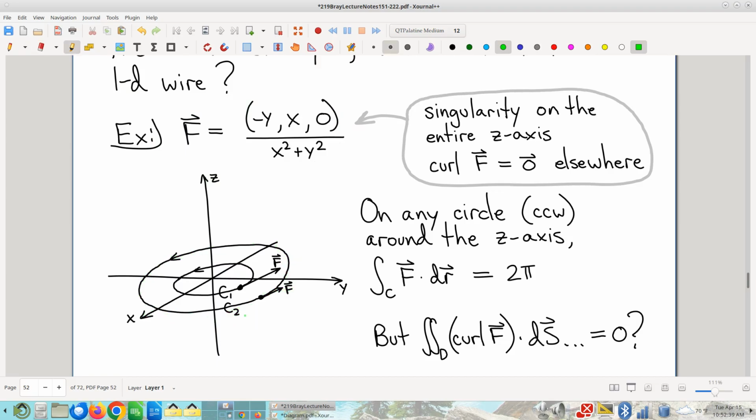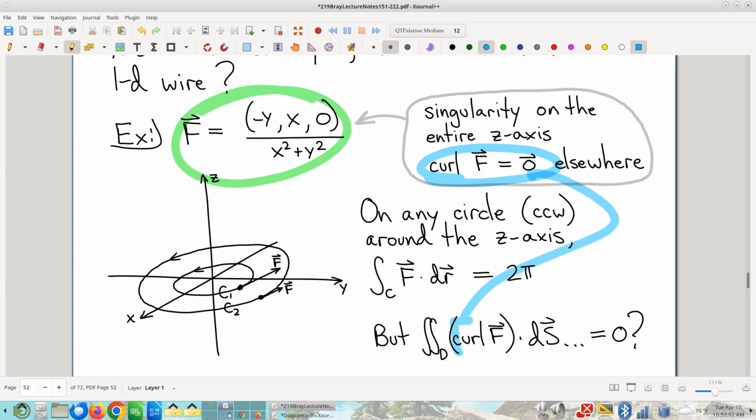All right, so here's the weird thing. This vector field, if you compute its curl, the curl is 0 everywhere it's defined. Easy computation. It's just some partial derivatives. Punch it up. It's 0. So when we compute a flux of this curl, if the curl is 0 everywhere over the entire surface, it seems the flux is 0.